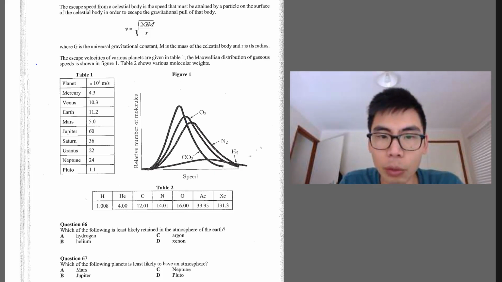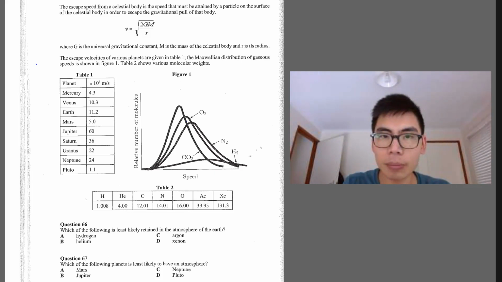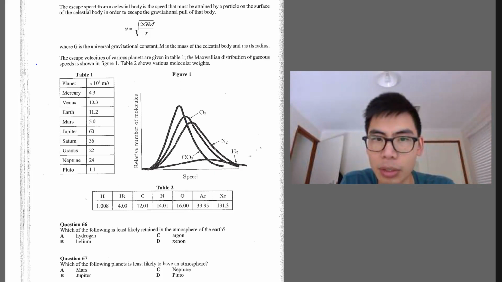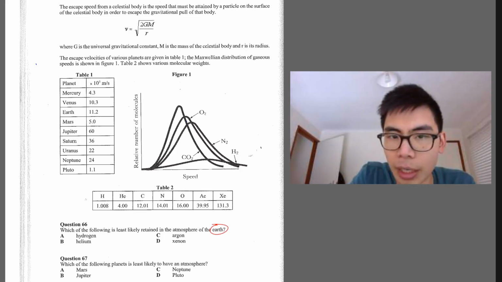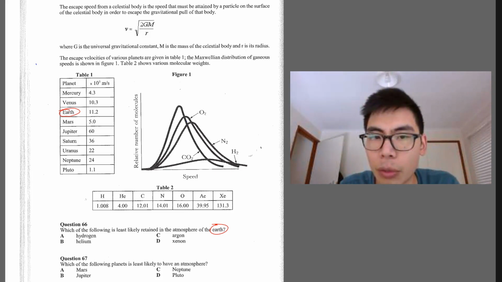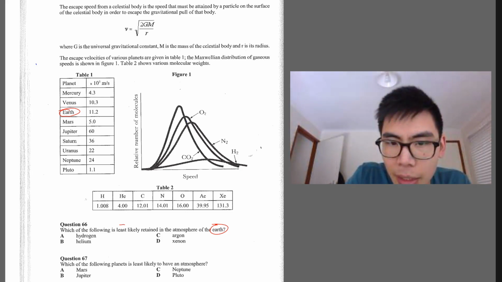Question 66, which of the following is least likely retained in the atmosphere of the Earth? And now what I would do is I would look up at the information provided. I'll probably start from the beginning, to be honest. A few things that I will note. It's already mentioned Earth, and I can see that that's in the table. Okay, so I can start linking the question to the information already. And it's talking about least likely retained.